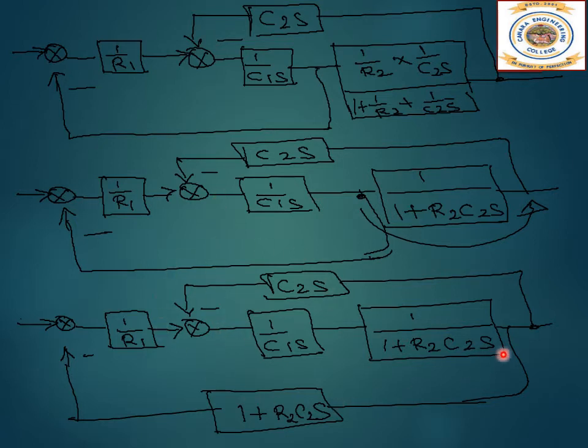Now this we can first simplify as a feedback loop, where 1 by C1S into 1 by 1 plus R2 C2S will be G of S and C2S will be H of S. After that, this 1 by R1 block and this block will come in series and 1 plus R2 C2S will be the feedback in the feedback path. Okay, so let us simplify. Here I will directly write it over here. It is a little bigger, so I'll use it over here.